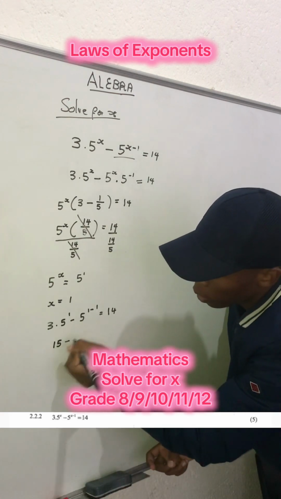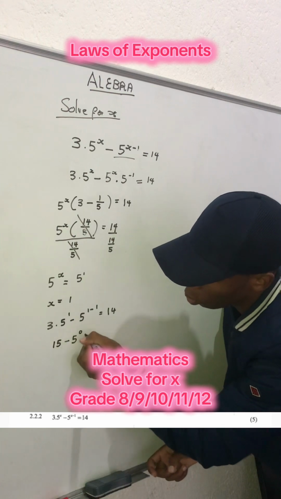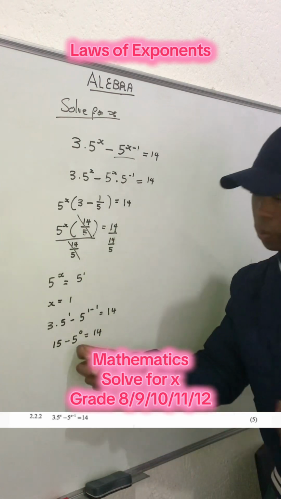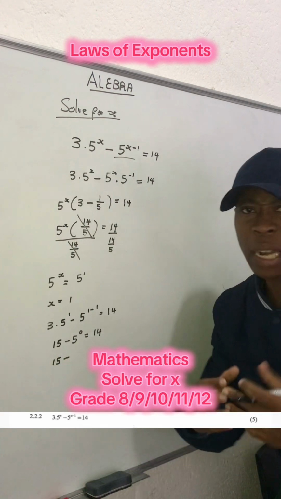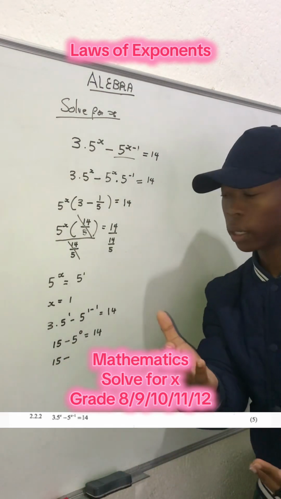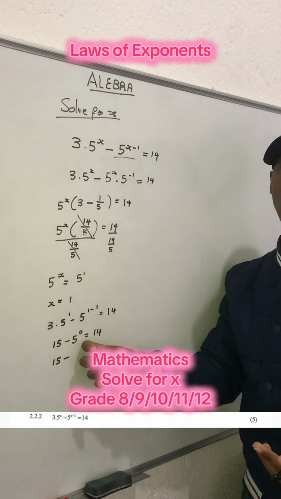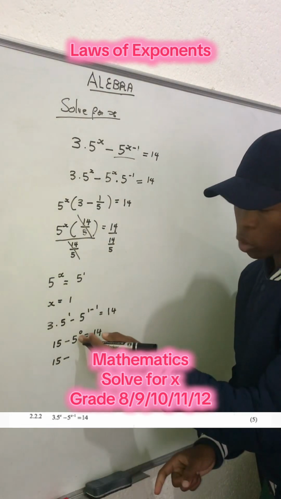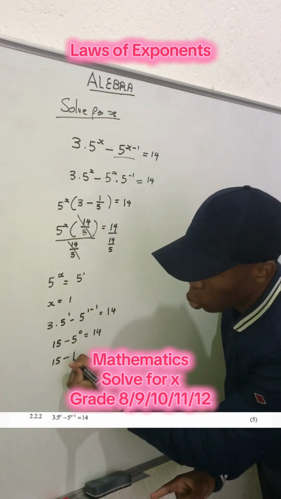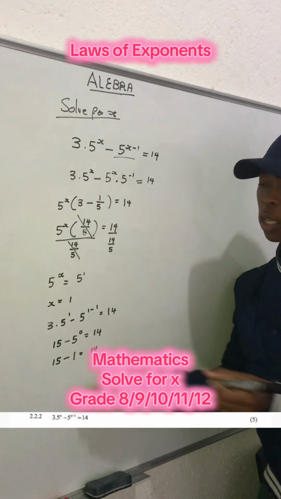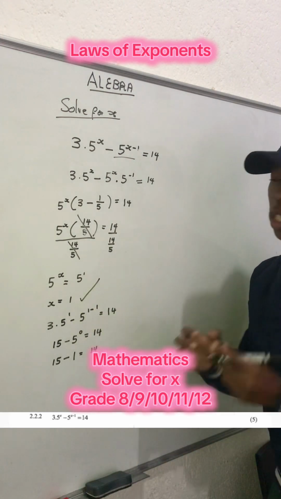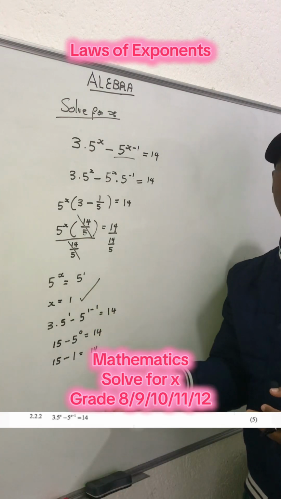I'm proving this. You can take your calculator, but I'm just going to prove it using my head. This is 15. This is 5 to the power 0 is equal to 14. 15 minus any number to the power 0. They let us know that any number to the power 0 is 1. So I'm going to put 1 here is equal to 14. 15 minus 1 is equal to 14. Which means this x is correct. And this is how you solve it.